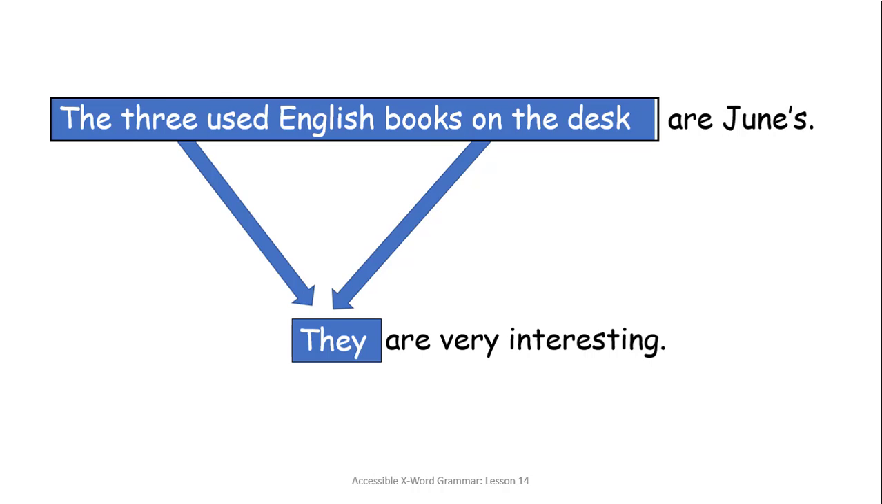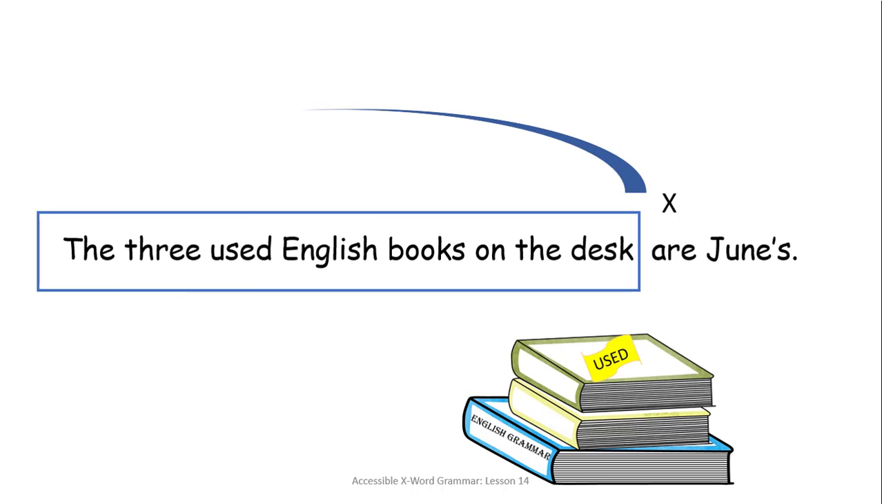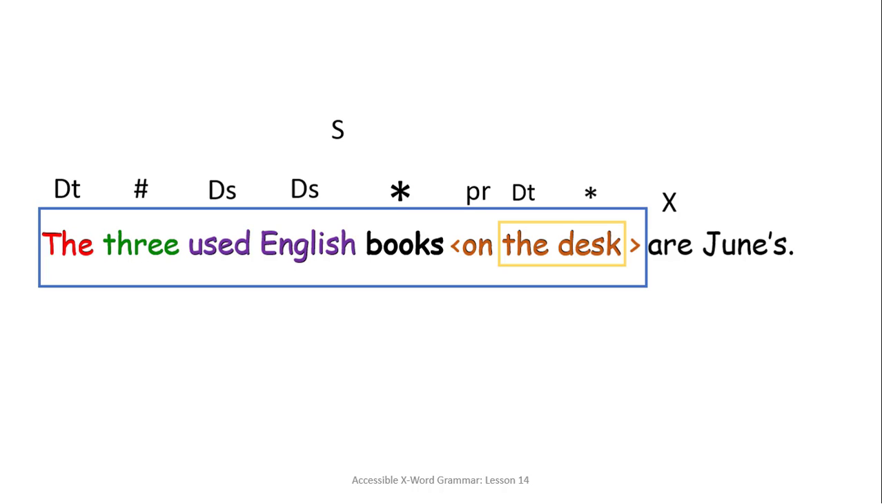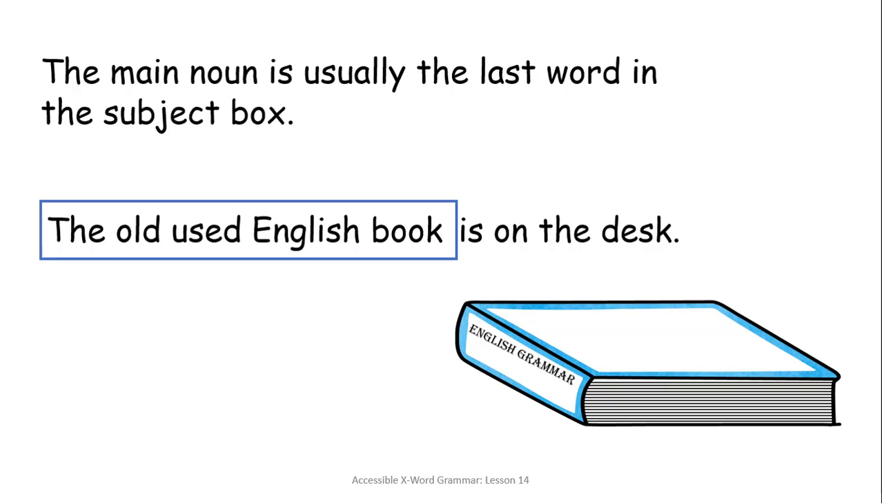In review, the subject box comes in front of the X word in English. The subject box must have a main word and might have a determiner, number, describers, and prepositional phrases. To find the subject, first find the X word. The subject is between the X word and the front of the sentence. The main noun is usually the last word in the subject box.